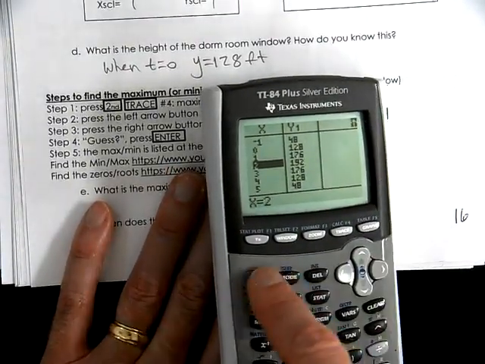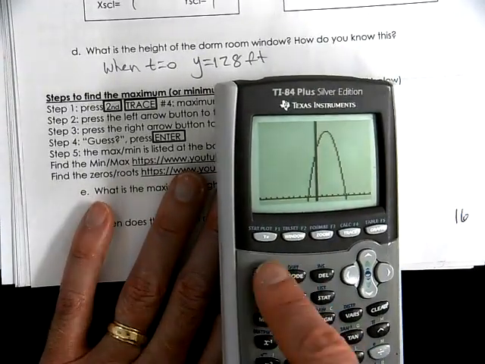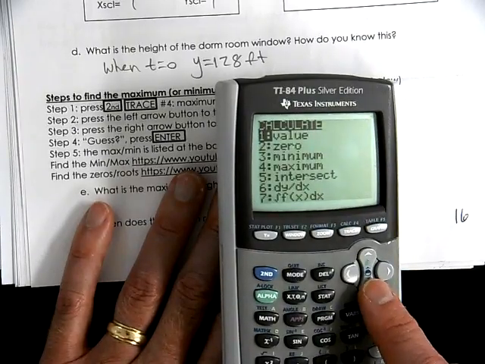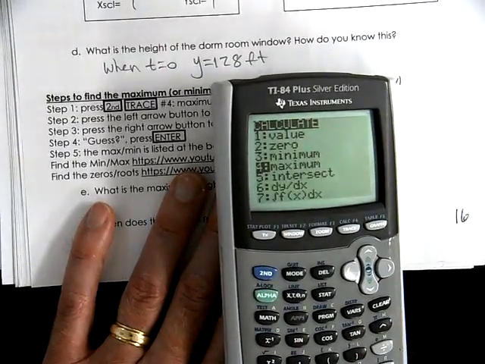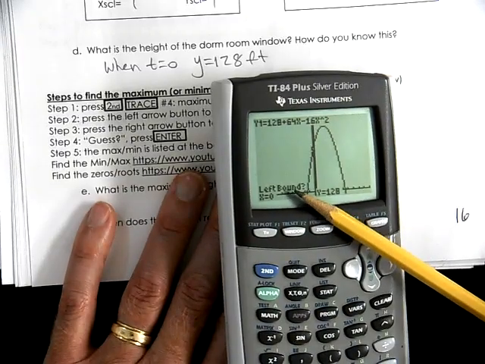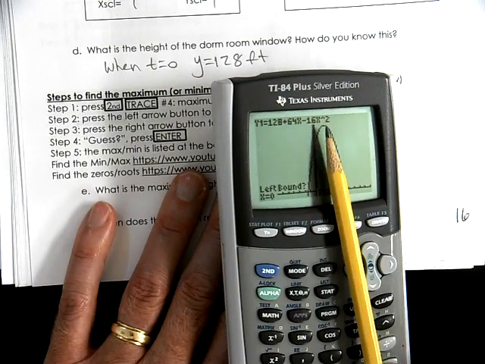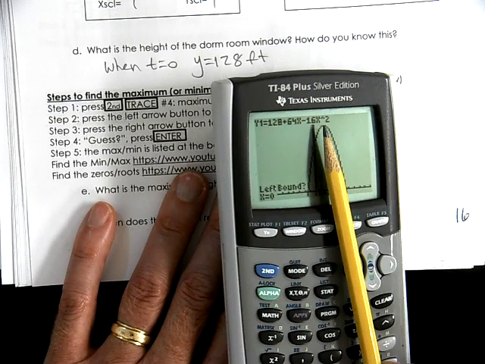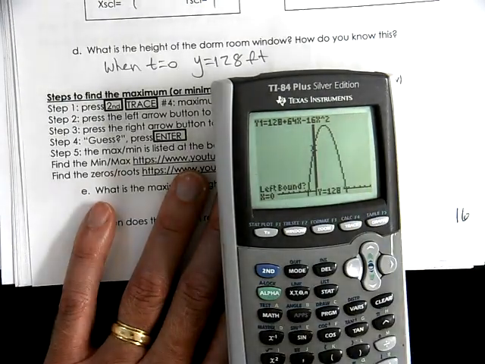So we go to, not even second, just go to graph. Now we go to second, trace. We're looking for the maximum value. So we go down to number 4 and hit enter. What's it say here in the corner? Left bound. You need to be left of where you think the answer is. And the answer is about right at the tip of the pencil. We need to be left of that. That's where we look like we are.